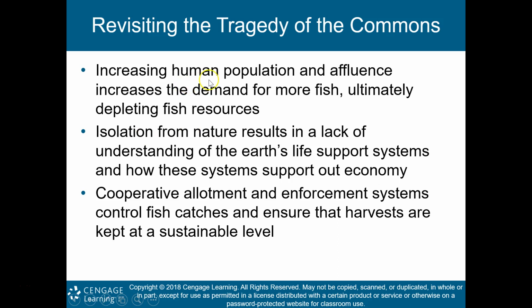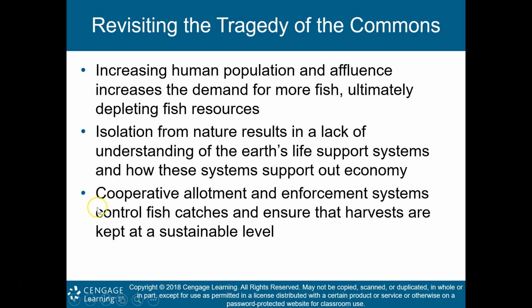So here, it's saying increasing human population and affluence increases the demand for more fish, ultimately depleting the resources. And here, isolation from nature, and the most prevalent worldview being planetary management, means that there's really little pressure being put on governments to develop regulations to prevent tragedy of the commons issues happening.